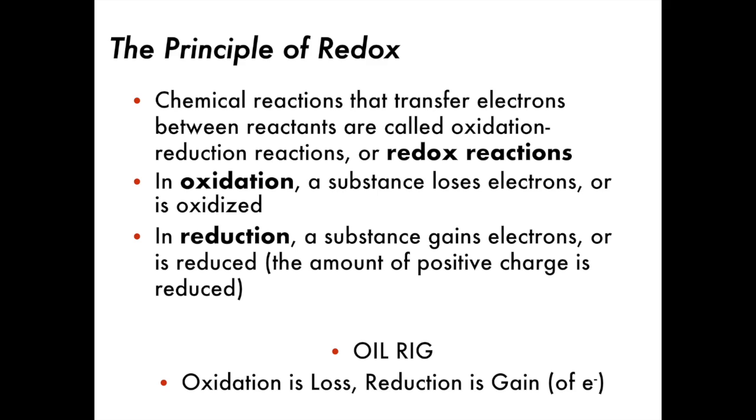So, if a substance is oxidized, it is losing electrons. If it is reduced, it is gaining electrons. So what's being reduced is the amount of positive charge. So you're going from a strong positive to a less positive or a negative number. Or the mnemonic device that I like is OIL RIG. Oxidation is loss of electrons. Reduction is gain of electrons.